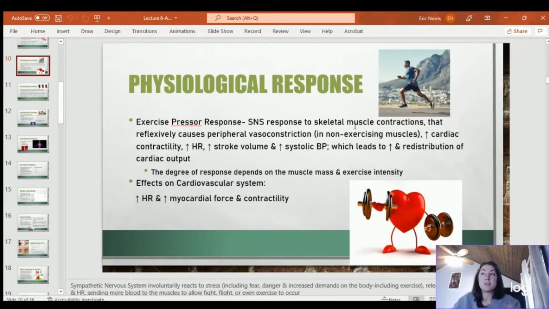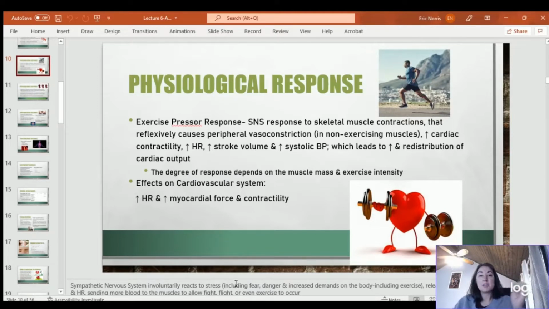And the degree of the response depends on the muscle mass and the intensity of the exercise. Some of the effects on the cardiovascular system, as we talked about, it increases heart rate and it increases your heart's ability to create force, the amount of strength and contractility from the heart.